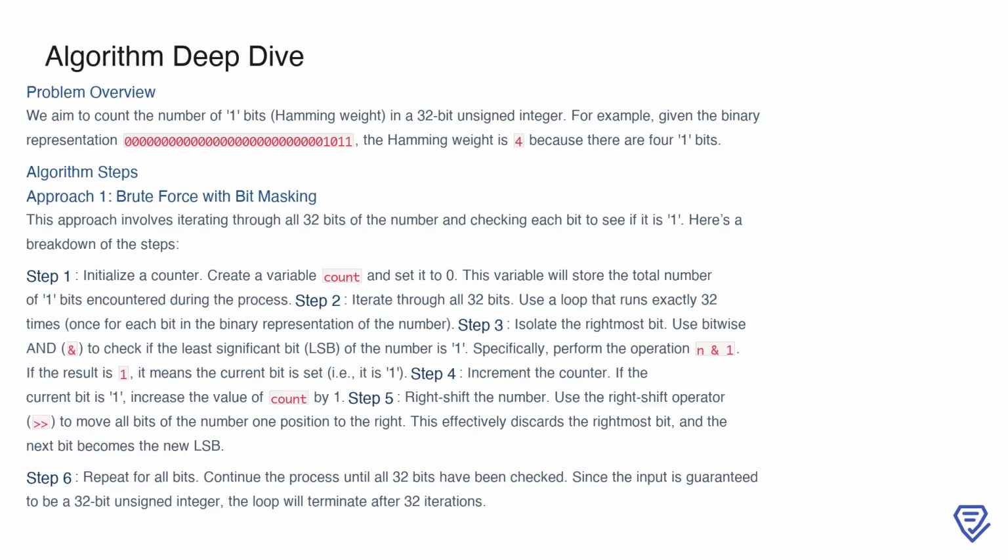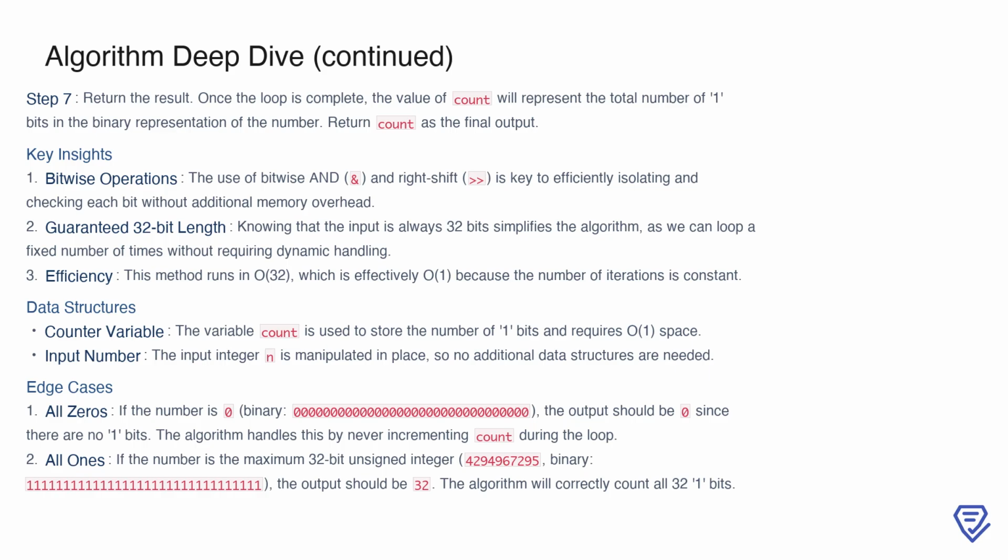On each iteration, we isolate the rightmost bit of the number by performing a bitwise AND operation with 1, that is, n & 1. If the result is 1, it means the least significant bit is set, so we increment the count by 1. After checking the rightmost bit, we discard it by right-shifting the number using the >> operator. This effectively moves all the bits one position to the right, bringing the next bit into the least significant position. We repeat this process for all 32 bits, ensuring every bit is checked systematically. When the loop completes, we simply return the value of count as the final result.